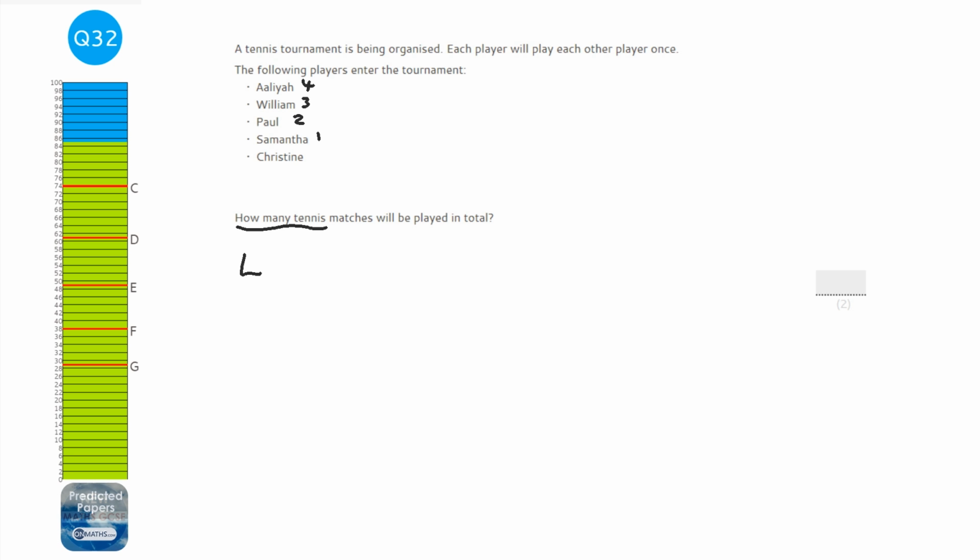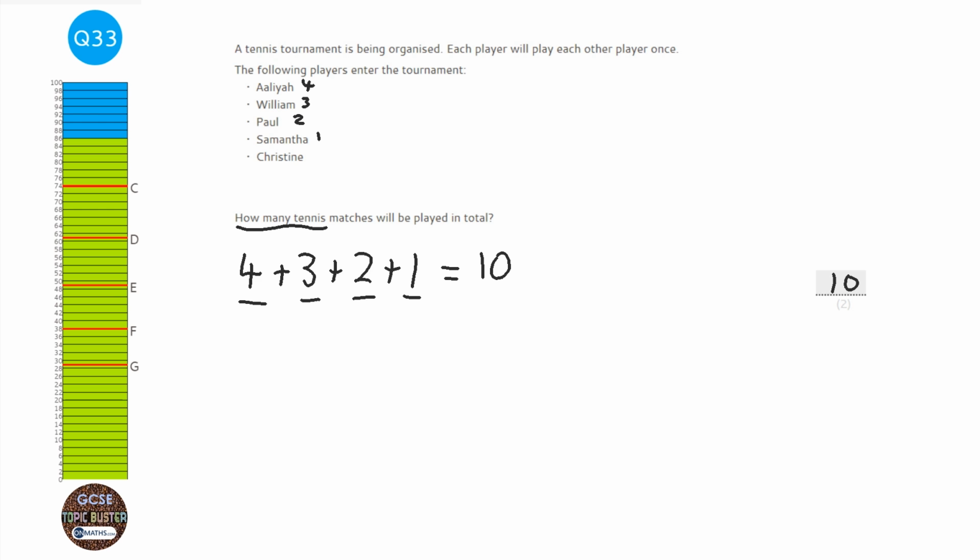So, we've got the 4 matches Elia's going to play, 3 matches that William's going to play, not counting the one we've already counted from Elia, plus the 2 Paul's going to play, plus the other one that Samantha's going to play. So 4 plus 3 is 7, plus 2 is 9, plus 1 is 10. So in total there are 10 different matches going to be played.